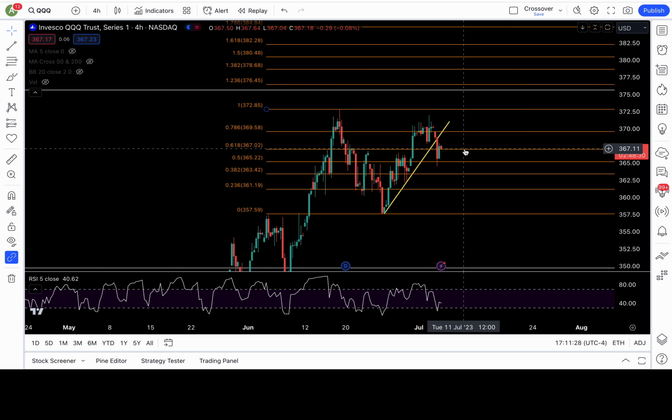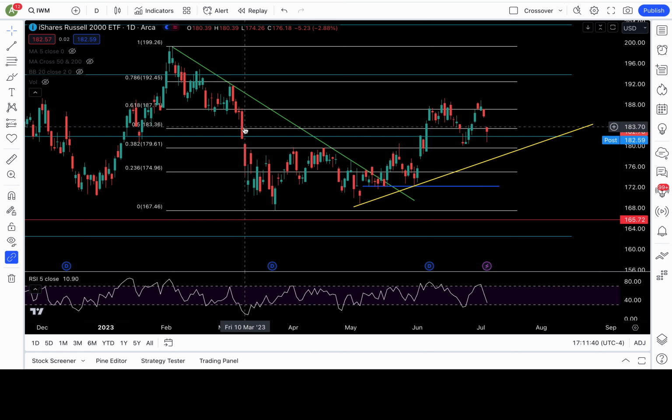Okay, so let's keep it simple. Below 370, 367 and 365 for triple Q is bearish. Above 369.5 is bullish. IWM had the 50% fib level at 183.3. It broke it down today. As long as below, bearish.